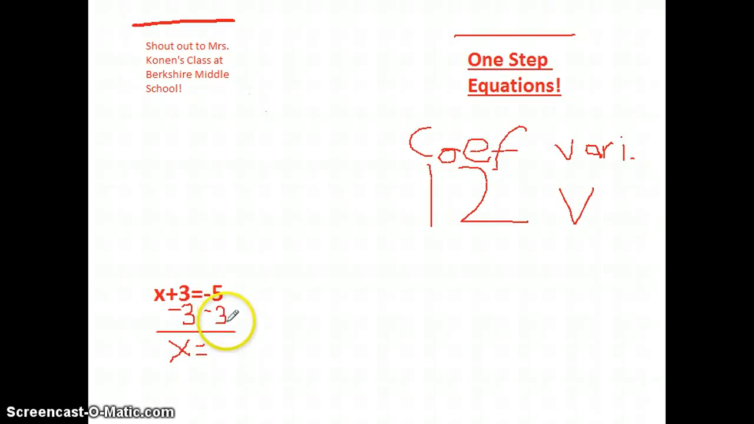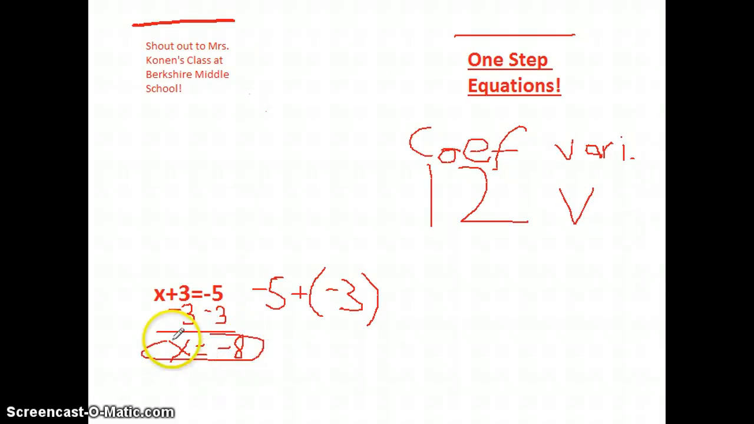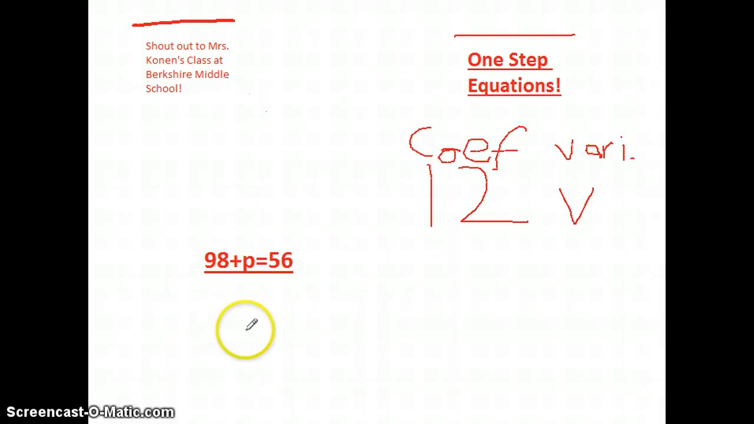And since we used the inverse operation, if you were to put it horizontally, it would look like this: negative 5 plus parentheses negative 3. You see? Simple. So, negative 5 plus negative 3 equals negative 8. So, x equals negative 8.